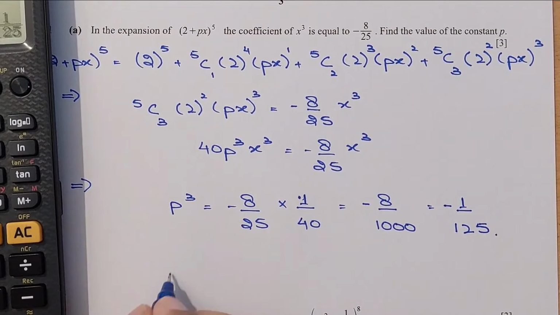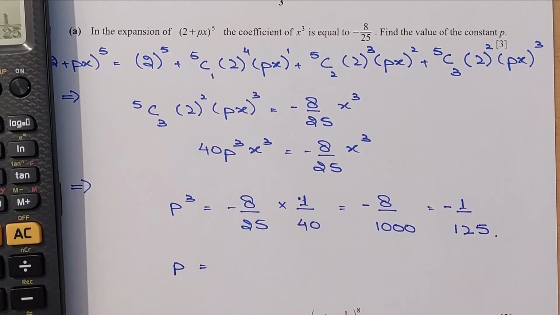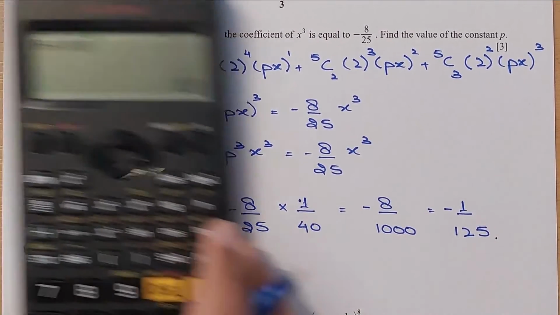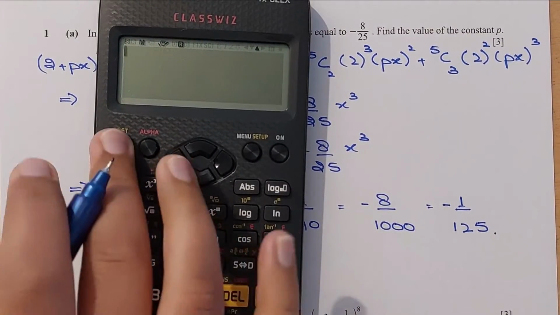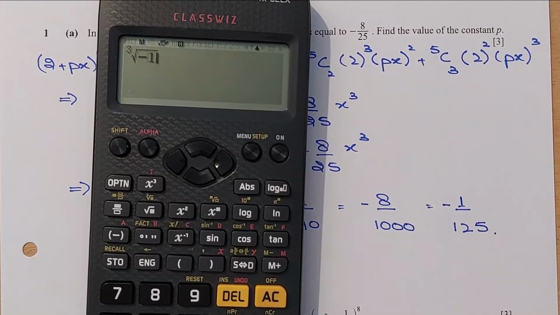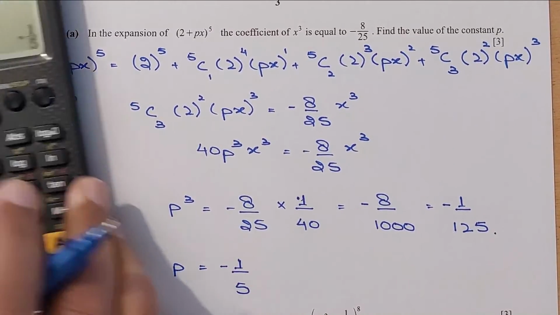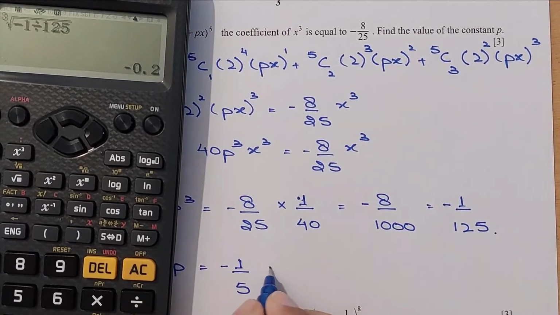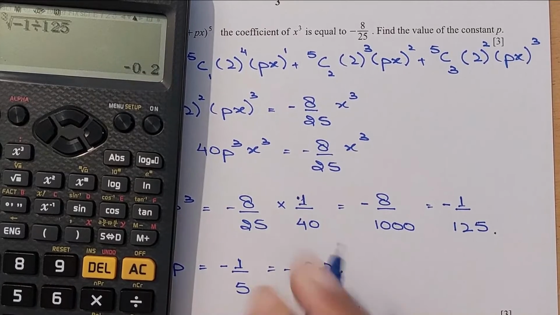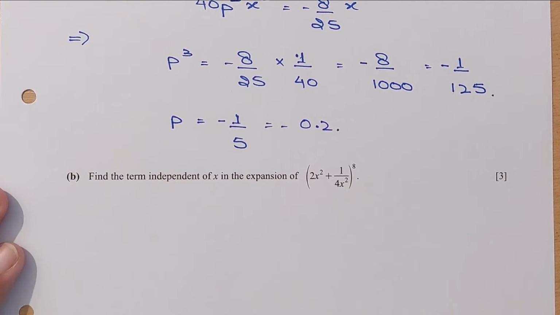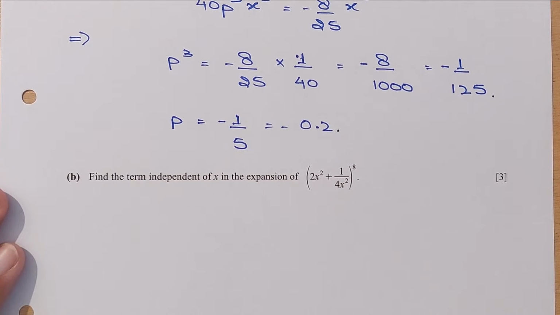Let me solve for p. So for p we have to take the cube root on both sides. The cube root of minus 1 over 125 is minus 1 by 5. This is the p value, or minus 0.2. Now for the b part, find the term independent of x in the expansion of this.